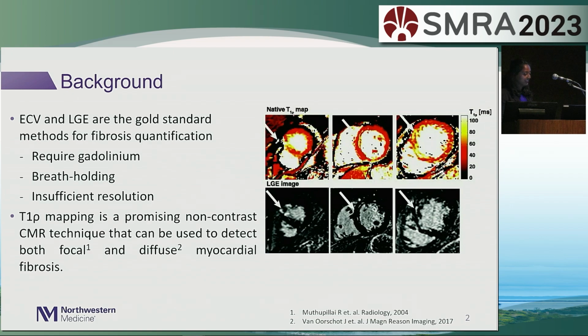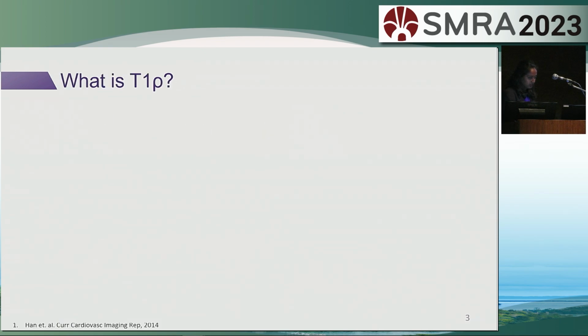T1 rho mapping is a promising non-contrast technique that has gained a lot of popularity in the past few years. It has been shown to potentially be able to detect both focal and diffuse fibrosis in the heart. So just a little background on what is T1 rho.